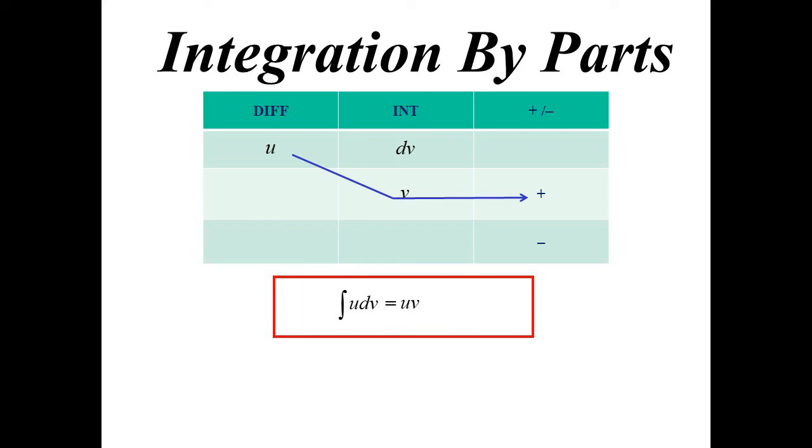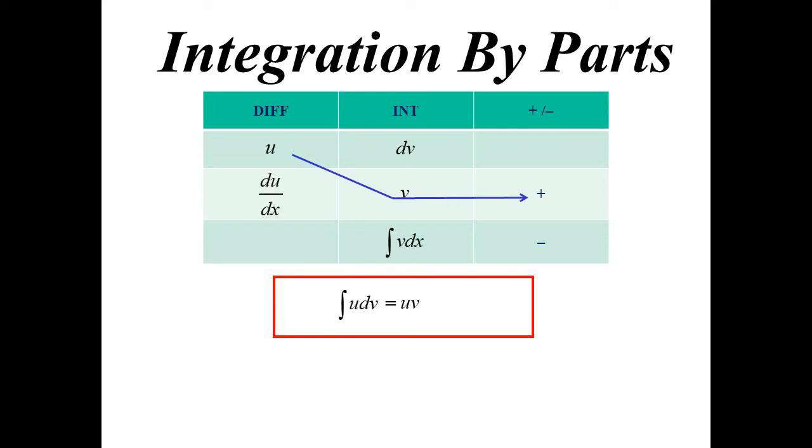Let me do it again slowly. Some people call it tic-tac-toe, because there's like three things you go across. So for the uv, we go down diagonally, but you go across, and that's giving me a plus sign. So it's plus uv. That's why the uv is positive. But then we go down.